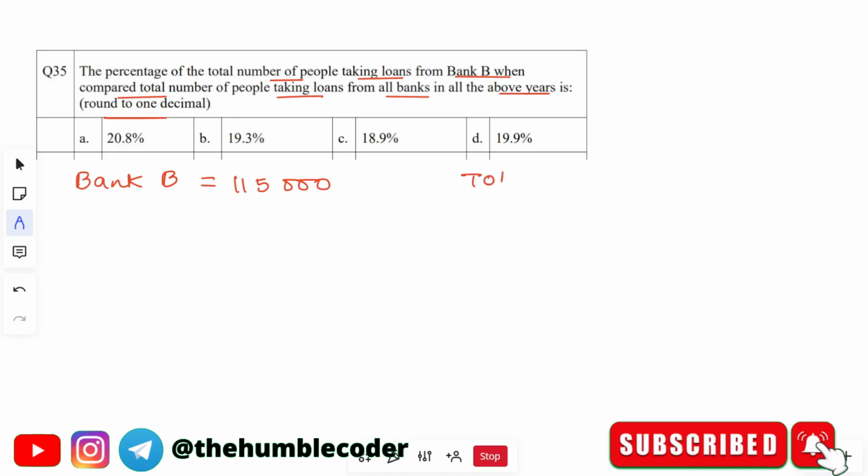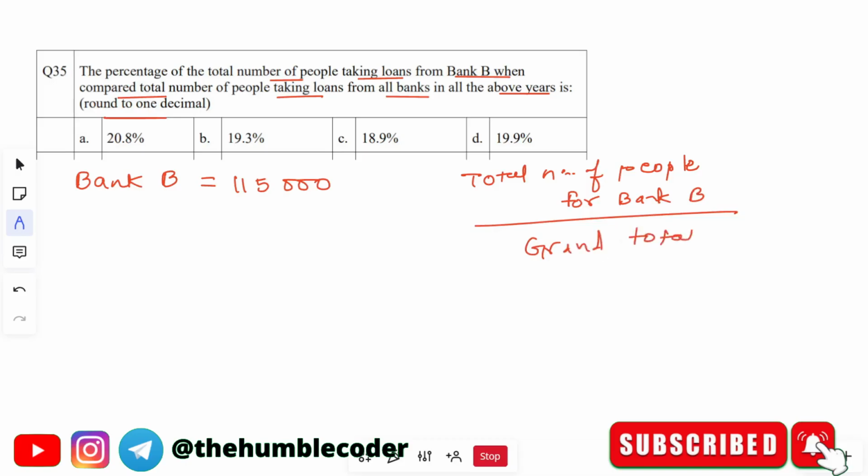Now, in order to find the percentage, we take the total number of people taking a loan from bank B, divided by the grand total, which is for all the banks. And this will be multiplied by 100, which will give us the final answer. So let's substitute the values. We have already found the value for bank B, which is 115,000, and the grand total is what?